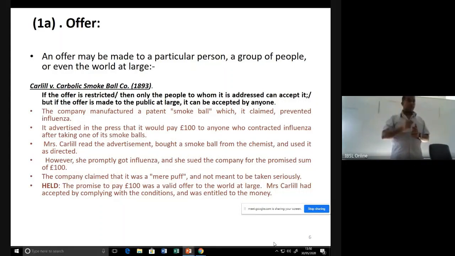So you remember, if it is an offer to the world at large, any one person in the world can accept it. So Mrs. Carlill has accepted it. So she has an agreement with the company. Therefore, the company was bound to pay £100. She got the money. So that is the case. This case is very important with regard to the offer, to whom an offer can be addressed. So that is the court decision.